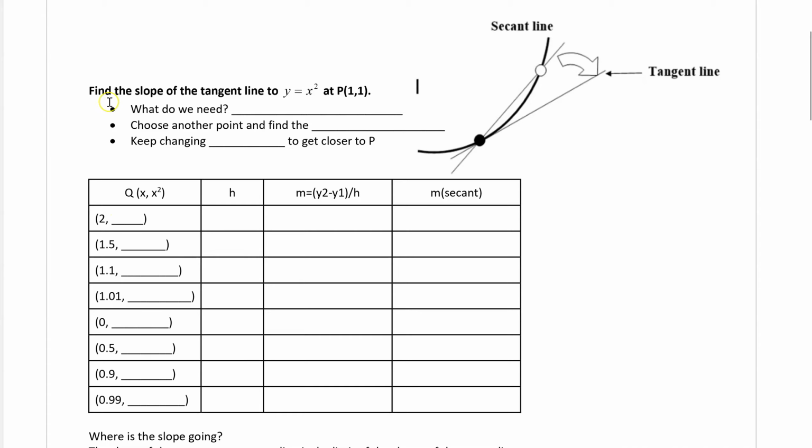So in this video, we're going to use a brute force way of finding the slope of a tangent line. This is an introduction to it. To y equals x squared at that point 1, 1. So we're going to have some point 1, 1 here. And what we want to do is find that tangent line right here.